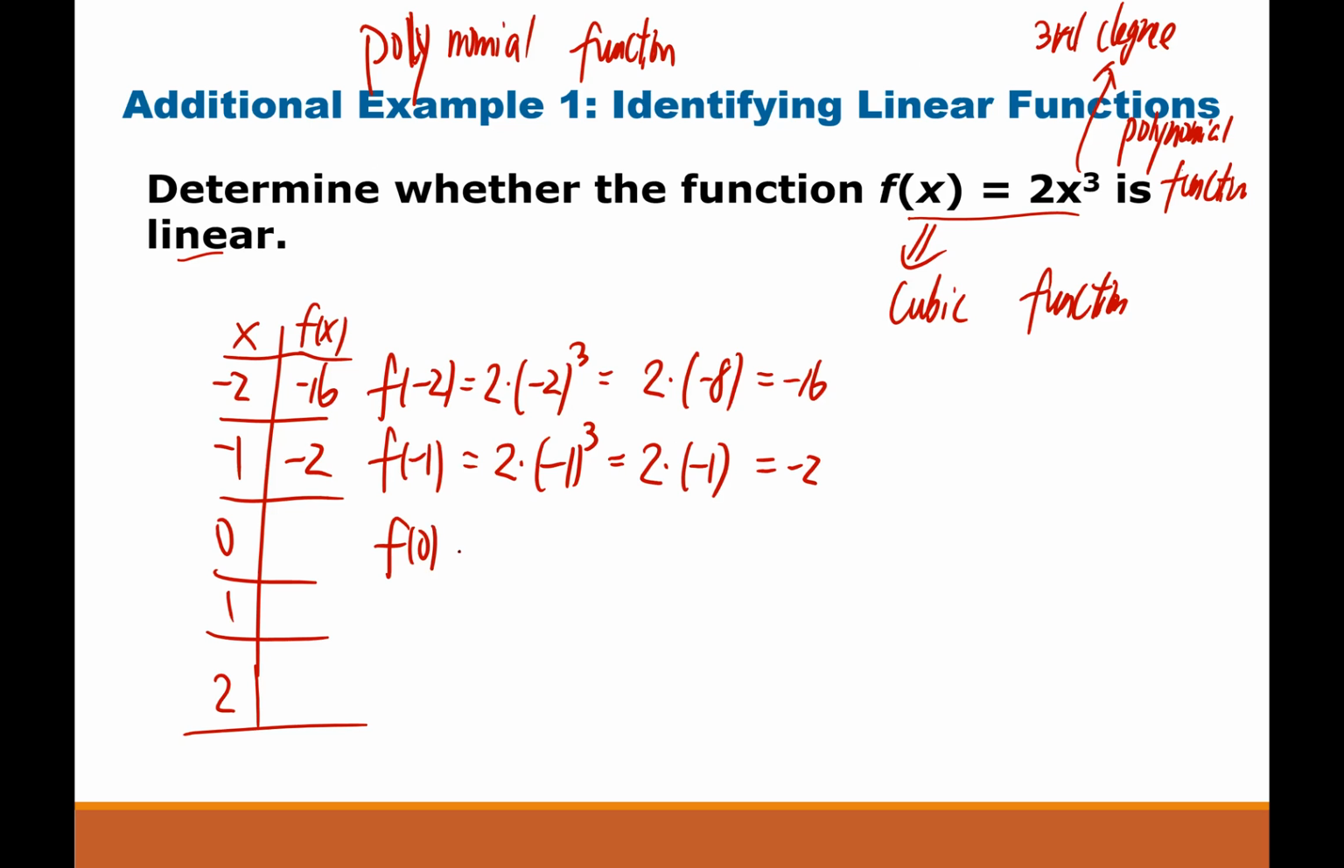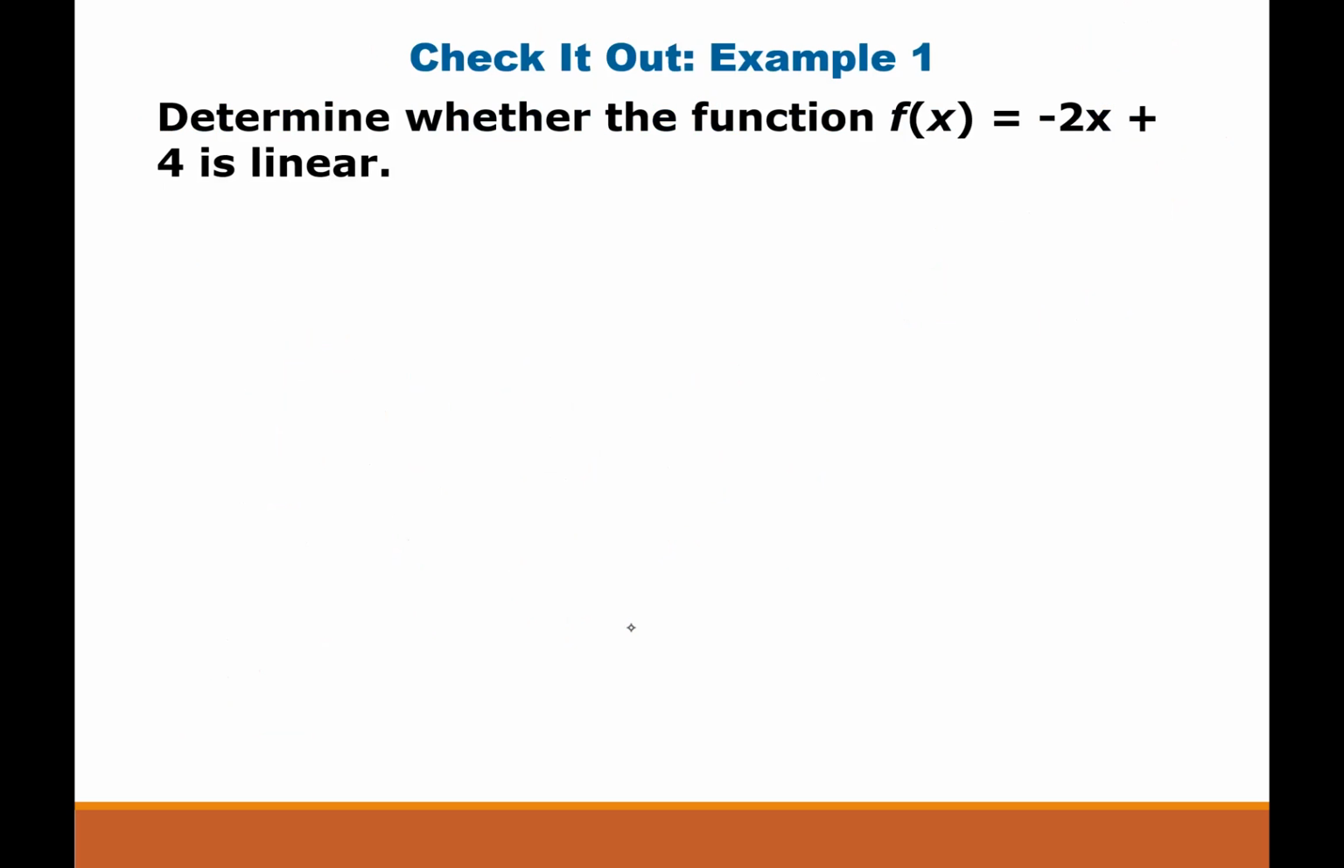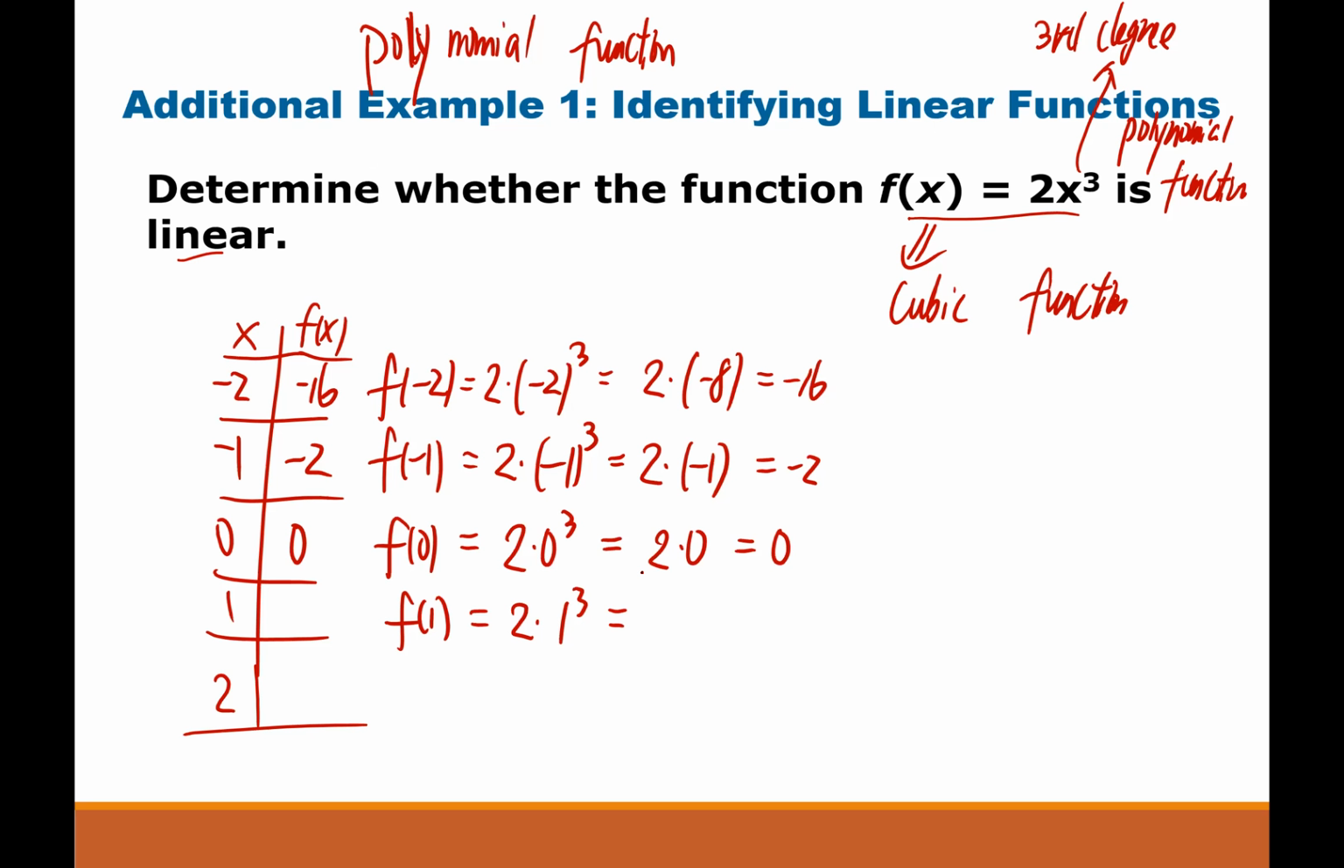And f of 0 here, 2 times 0 cubed, equals 2 times 0, that's 0. And f of 1 is 2 times 1 cubed. Since it's a positive number, we don't have to put in the parentheses. So 2 times 1 is 2. And the last one is f of 2, 2 times 2 cubed. That's 2 times 8, 16. And again, all of these are one to one.